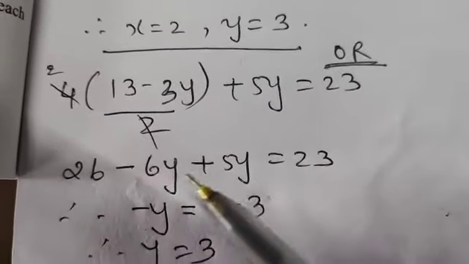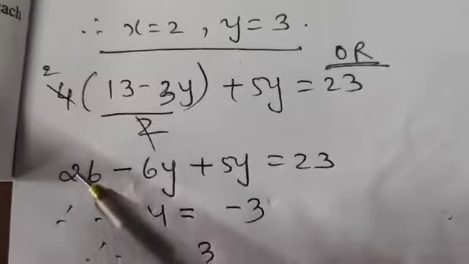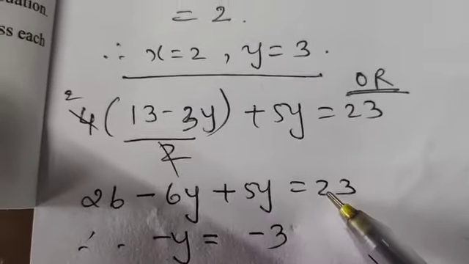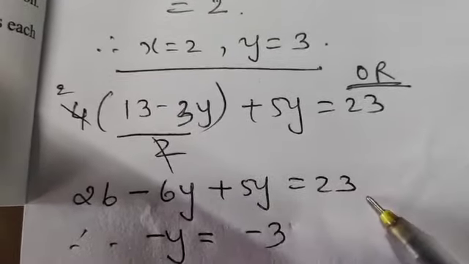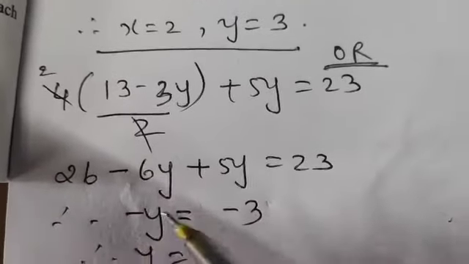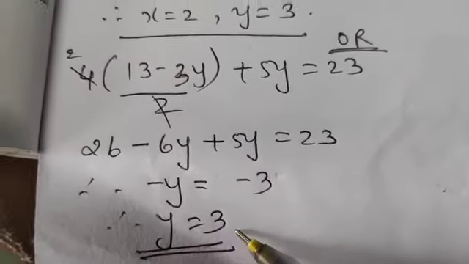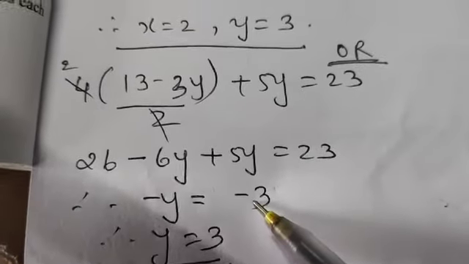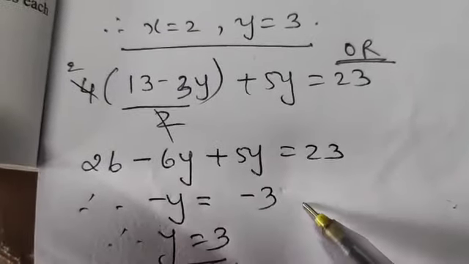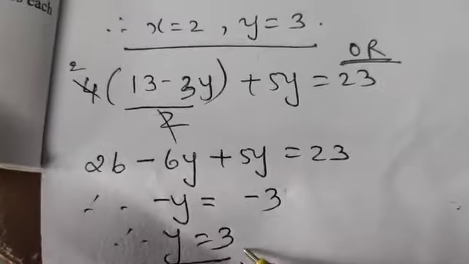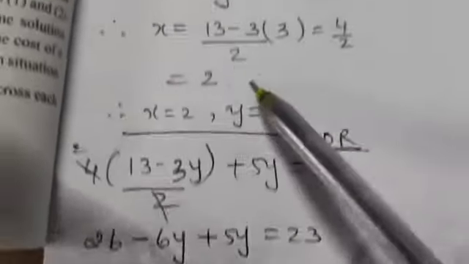In that case, minus 6 and plus 5 is minus y. 26 and 23, if you subtract, you will get minus 3 because 26 you are taking on the other side. So, negative y is negative 3. That will be y equal to 3 because both the negatives means multiplying negative 1 on both the sides. So, you get y equal to 3 and then again you can calculate x as we have already done it over here.